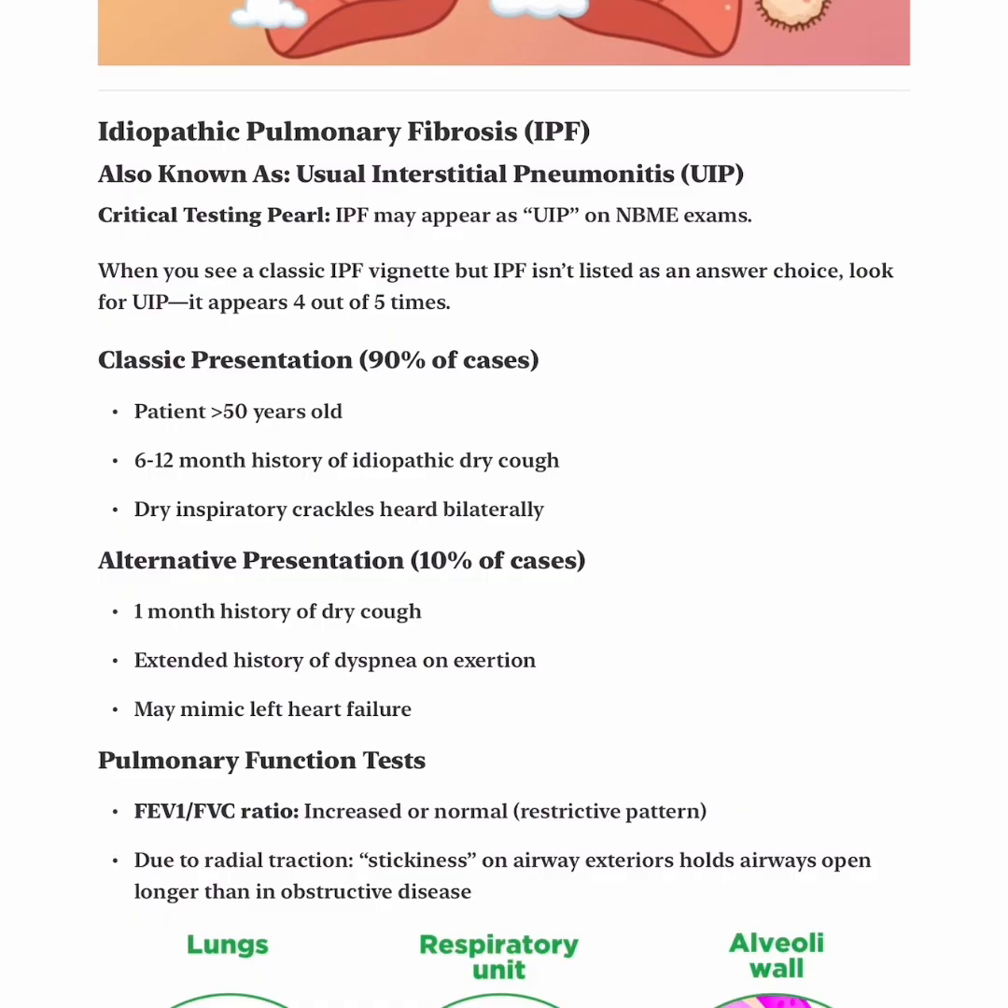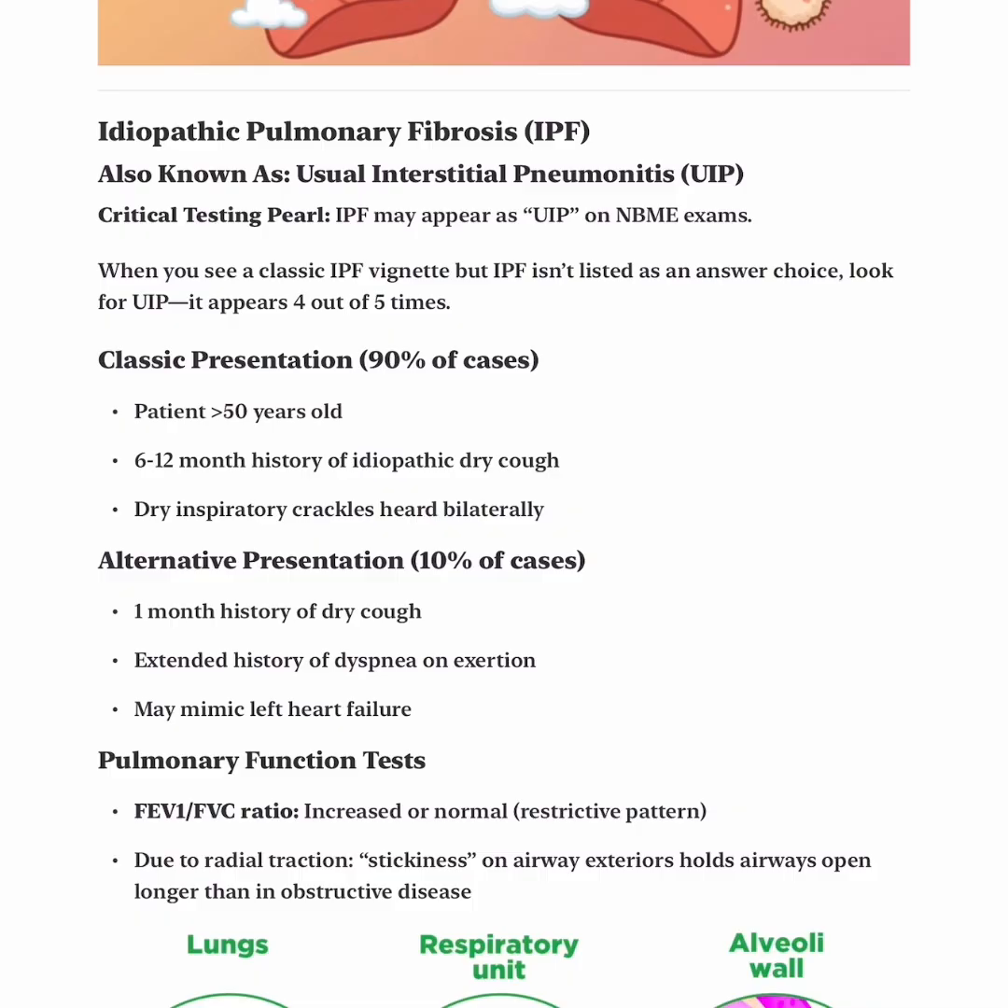Now, when you see a classic idiopathic pulmonary fibrosis vignette, but it's not listed, you are going to be looking for usual interstitial pneumonitis. The classic presentation is a patient over 50 years old with about a 6 to 12 month history of idiopathic dry cough. You're also going to have dry inspiratory crackles heard bilaterally. Alternatively, you may see a patient with a 1 month history of a dry cough with an extended history of dyspnea on exertion, and this may mimic left heart failure.